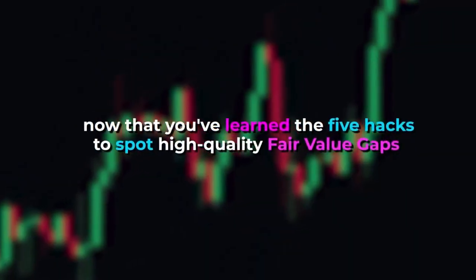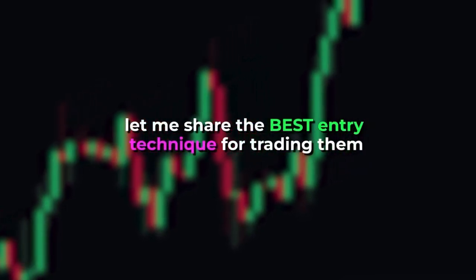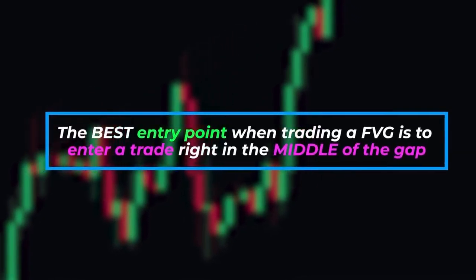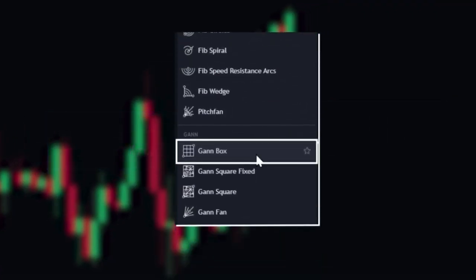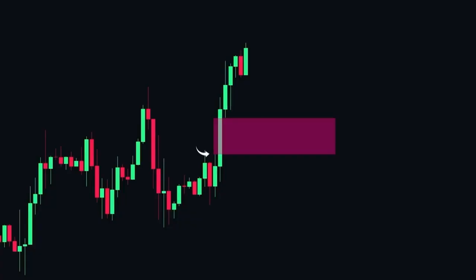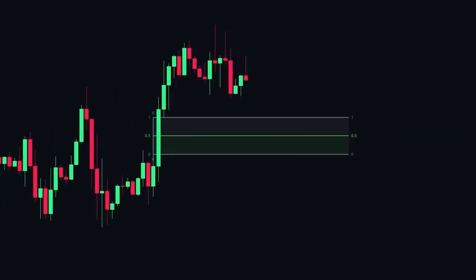So now that you've learned the 5 hacks to spot high-quality fair value gaps, let me share the best entry technique for trading them once you've identified one. The best entry point when trading a fair value gap is to enter a trade right in the middle of the gap. To do that, we use the same Gann fan tool from earlier, drag it from the low of the fair value gap to the high of the fair value gap. And so, this middle point will be our entry. Next, you wait for the price to retrace to the midpoint.